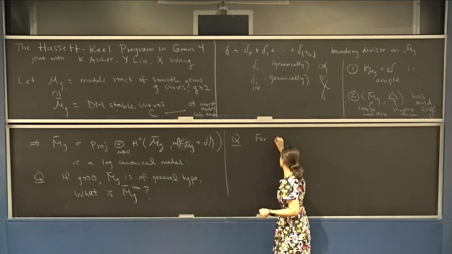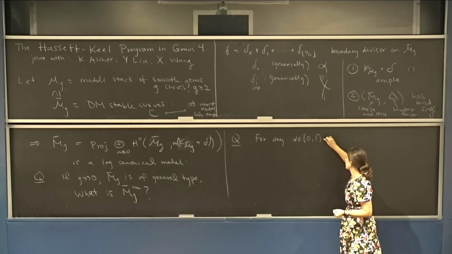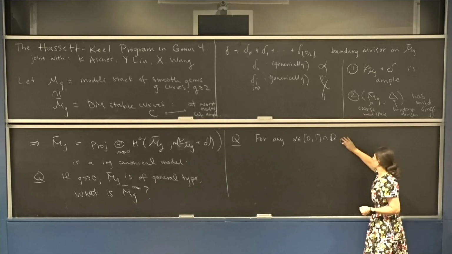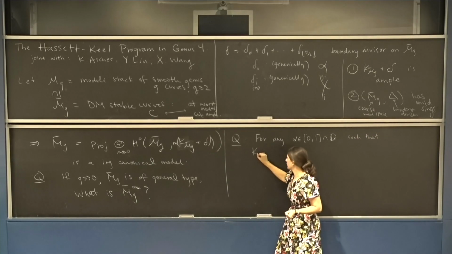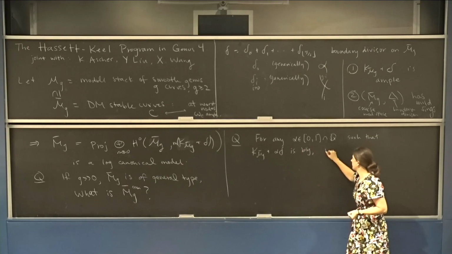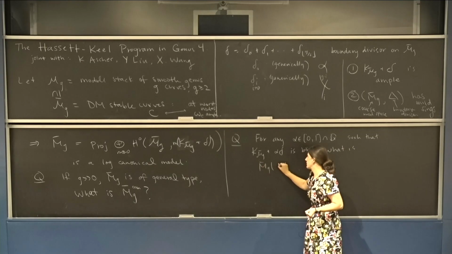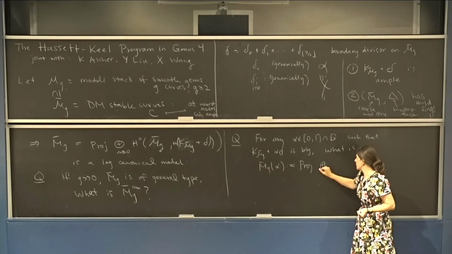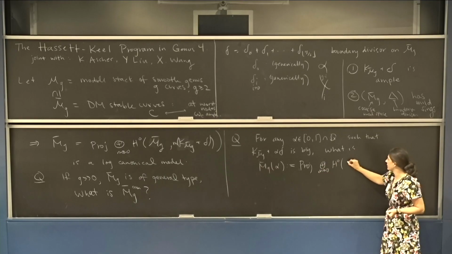For any alpha in (0,1), we'll say intersect Q, so I don't have to worry about R divisors here, such that K_{M_g bar} plus alpha delta is big, what is what I will call M_g of alpha, which I will define to be Proj of, again, the associated canonical ring, where I'm taking alpha delta instead of delta.